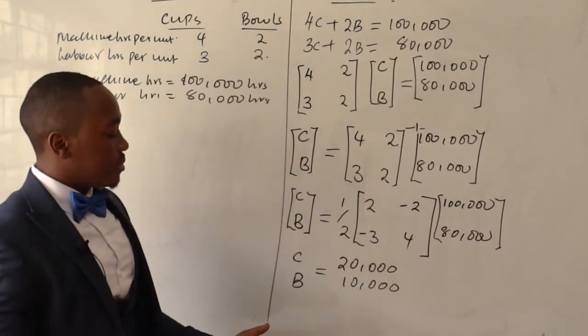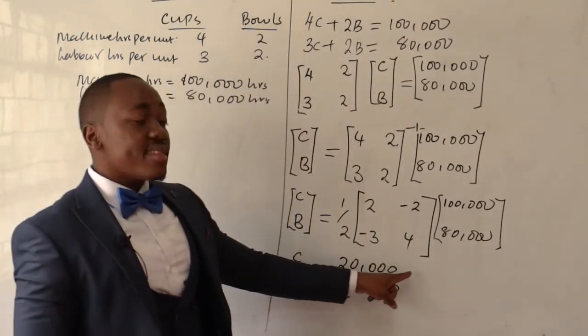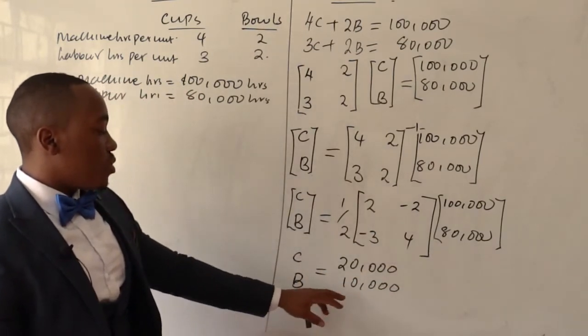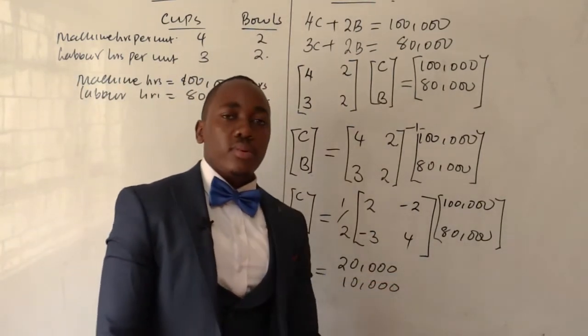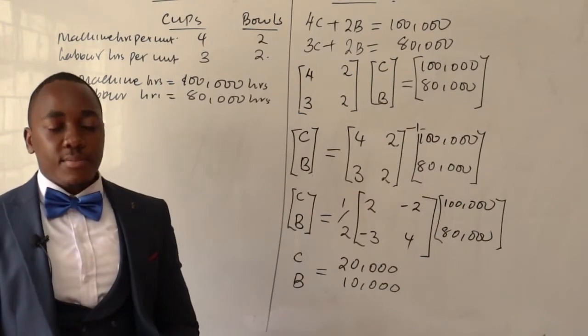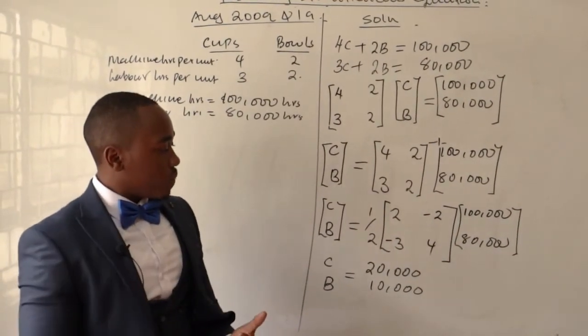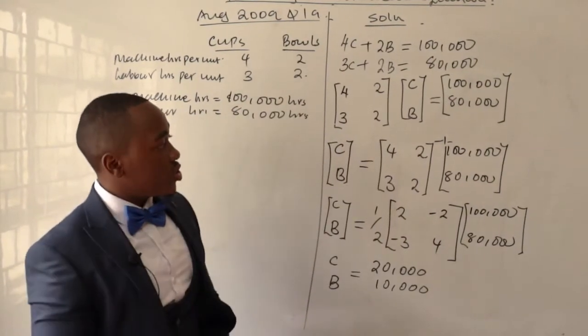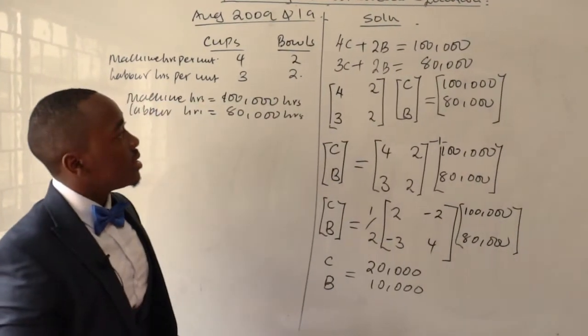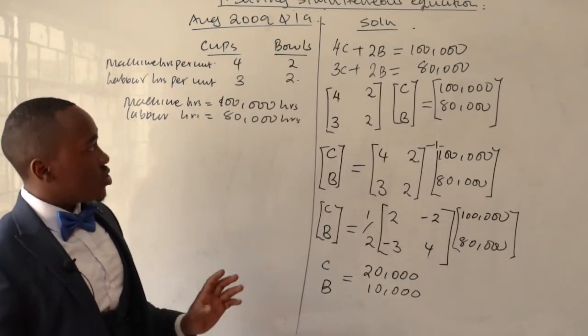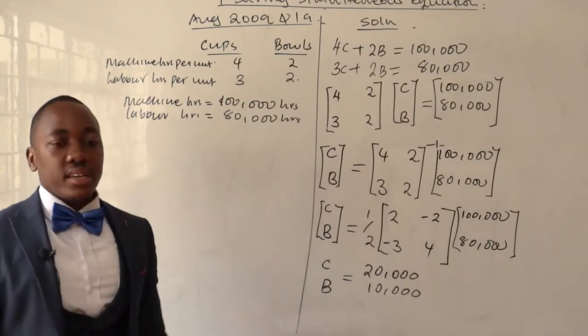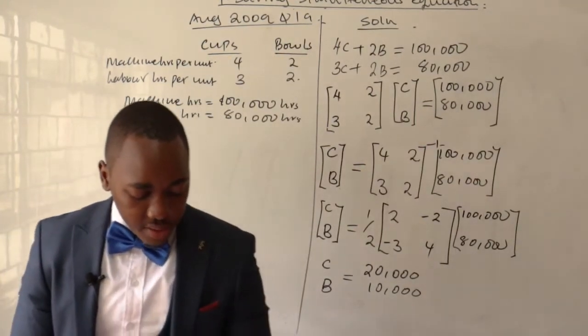So that means you should produce 20,000 cups and 10,000 balls. As simple as that. So let's try another illustration. First of all, look at that one for 10 seconds, and then we do another illustration so that this concept can stick.